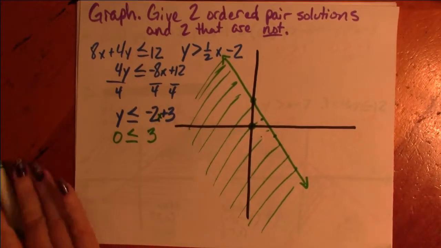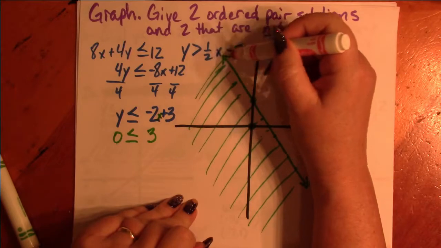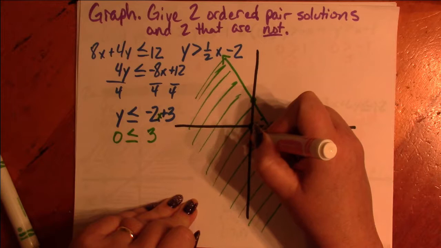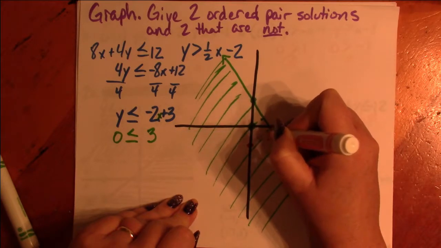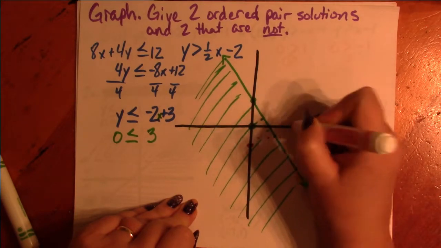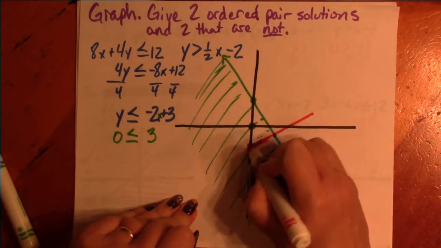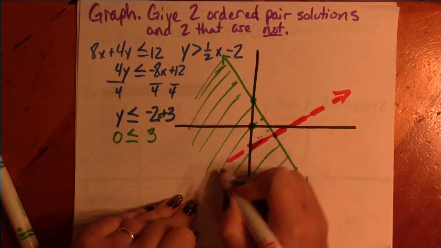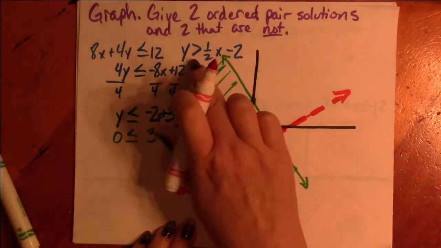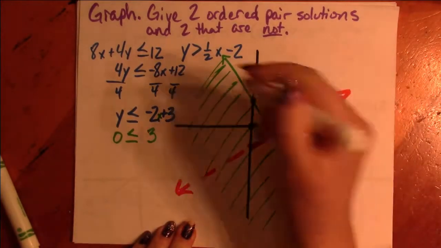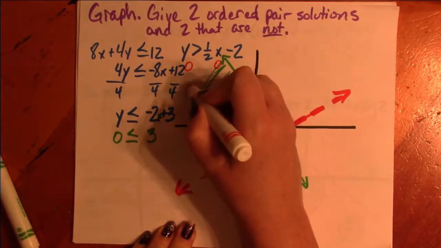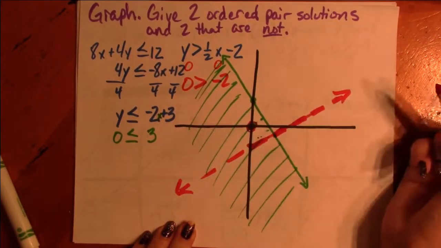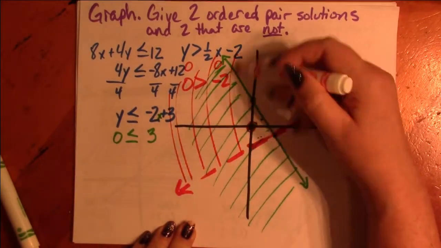Then I'm going to look at the other one. y is larger than 1/2 x minus 2. I'm going to start at minus 2, and I'm going to go up 1 over 2 and up 1 over 2. And I'm going to draw, whoops, and this is a dotted line. Because it's not equal to, so it does not include the line. Now, does this include 0 and 0? Is 0 greater than negative 2? Yes, it is. So it also includes this spot, so it's this.